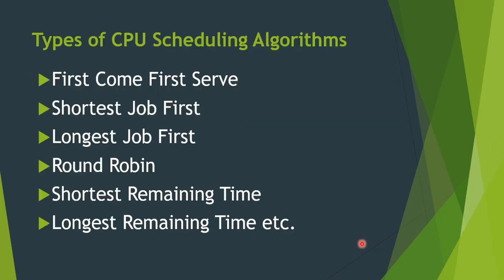So these are the different types of scheduling algorithms that we have. There are many others that may also fall there, but these are the ones we shall try to cover within this particular study. We have first come, first served, shortest job first, longest job first, round robin, shortest remaining time, or longest remaining time. So these are a few examples that we're going to cover in this particular video.